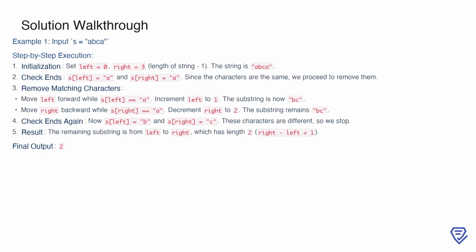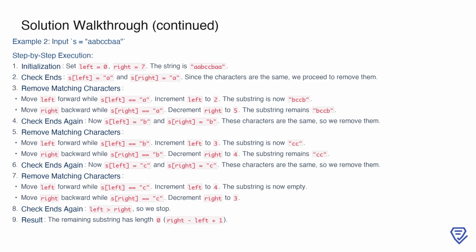At this point, we check the characters at the updated left and right pointers. s[left] is b and s[right] is c, and since these characters do not match, we stop. The remaining substring is from index 1 to index 2, which has a length of 2. Therefore, the final output for this example is 2.